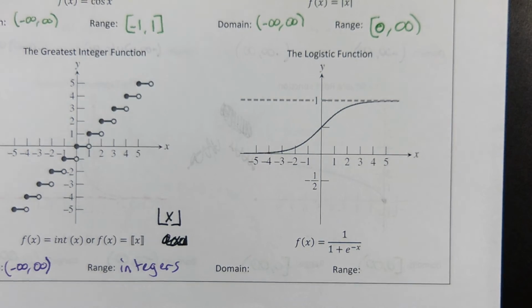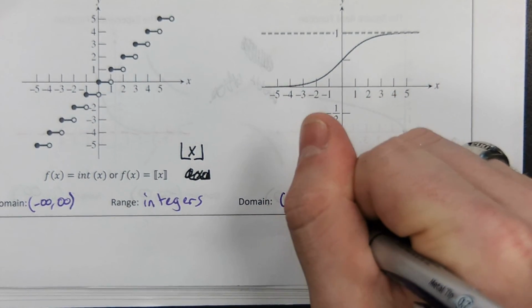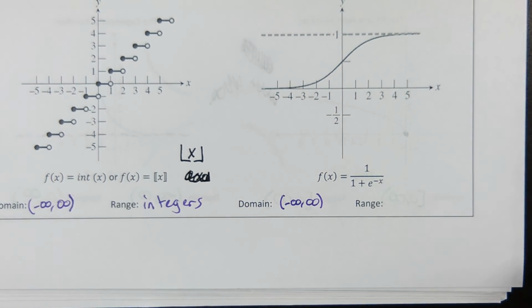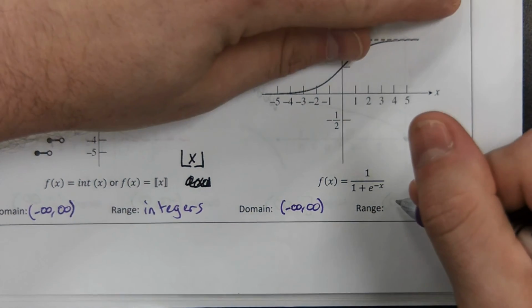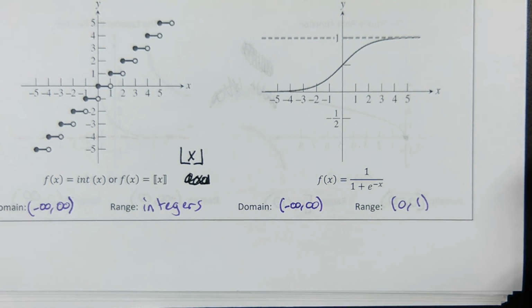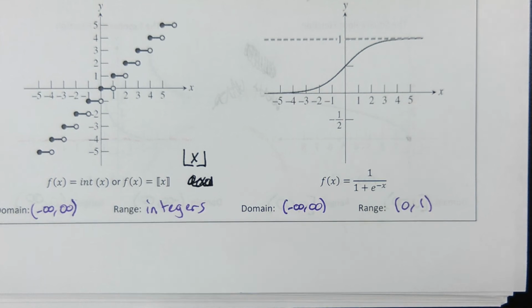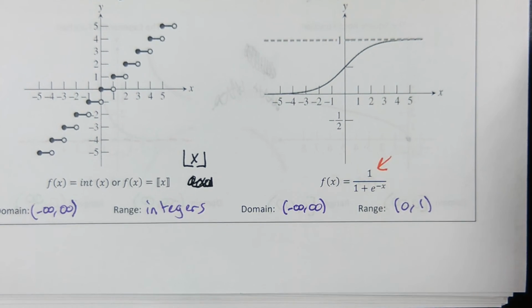This thing has a domain of all real numbers, but the range is locked between 0 and 1. This is a bounded function. It has two horizontal asymptotes, one at the top and one at the bottom. The horizontal asymptote at the top comes from that digit.